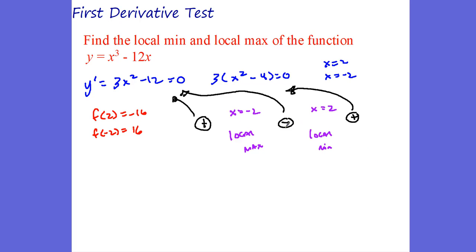And you might say, Aiden, why didn't we just plug this into my original function? I could find out that, of course, f of negative 2 is equal to 16. That's a big number. Of course, that's going to be my max. My f of positive 2 is going to be negative 16. That's, of course, going to be a local min. That's going to be down at the bottom.